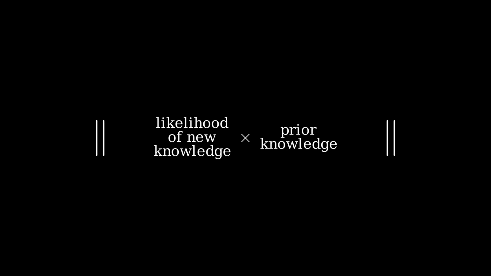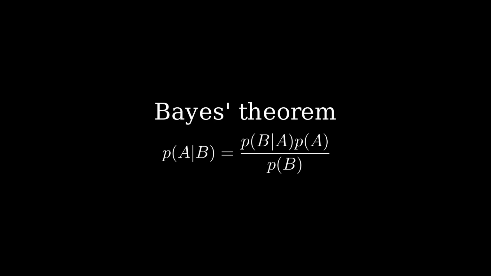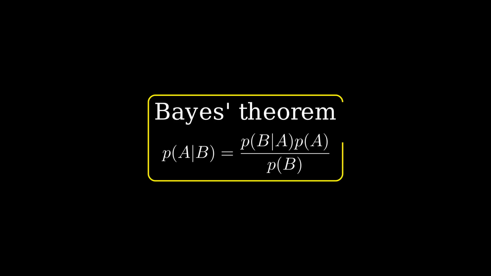In short, this is a version of Bayes' theorem, often seen in literature in this form, where the denominator corresponds to the normalization. We won't get deeper into this here. We just need to know that Bayes' theorem allows us to incorporate new knowledge into our prior knowledge.